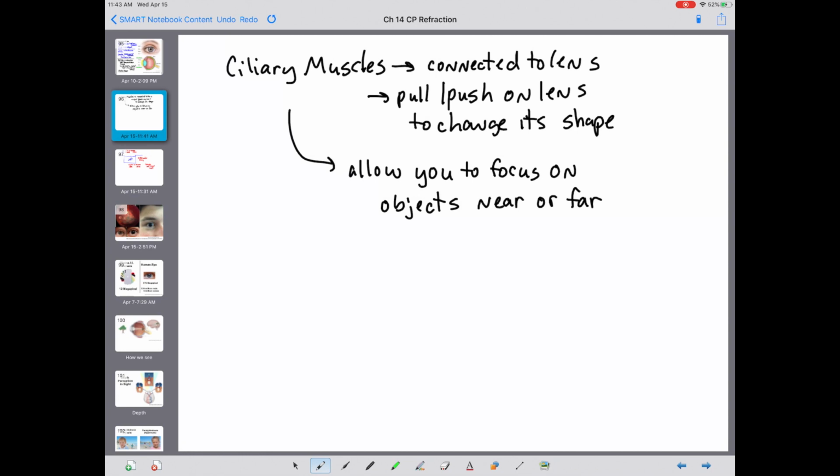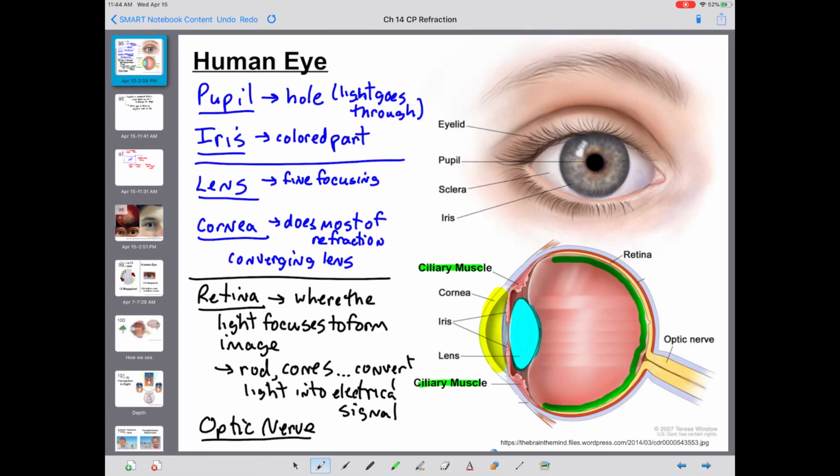So maybe parents, people you've seen, you see them when they start to read something, they'll start to move it further and further away from them to be able to see it clearly. They have hit that point where the ciliary muscles are no longer working right. The lens has lost some of its elasticity, and they lose the ability to focus on things close. That's when you get reading glasses. So overall, these are the parts of the eye.